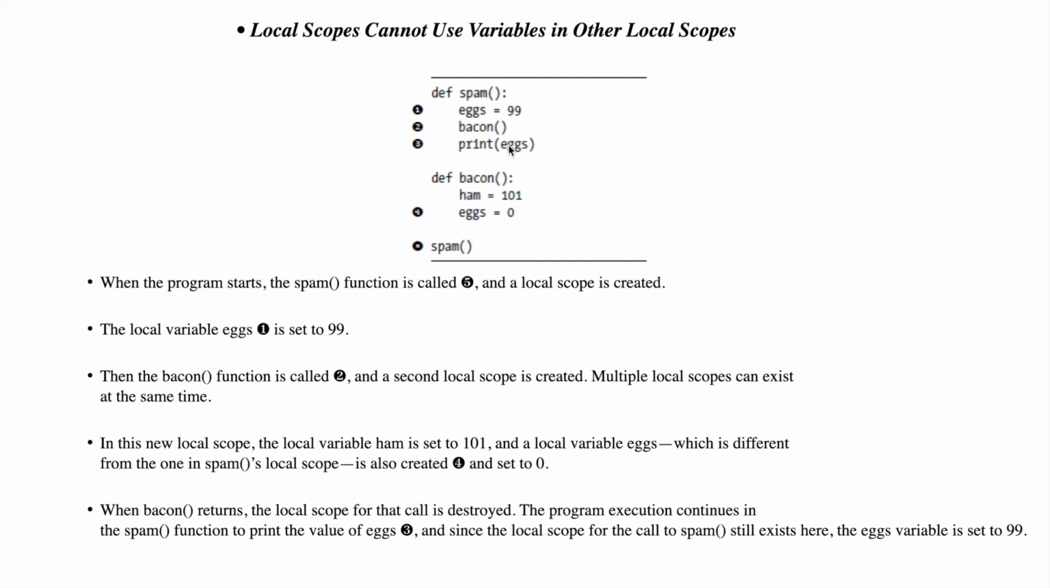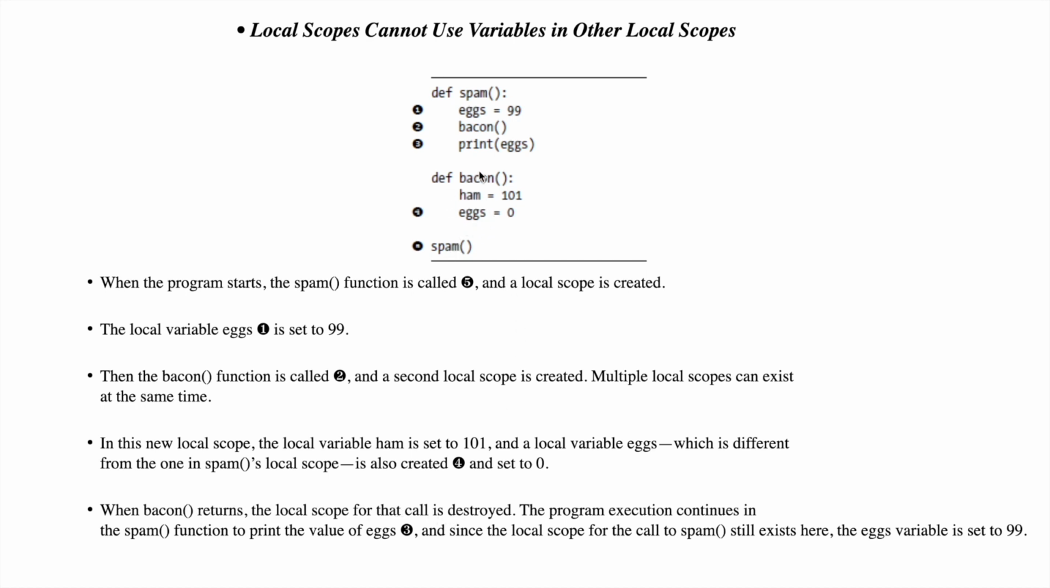Whenever you call the bacon function, the second local scope is created. So multiple local scopes can exist at the same time. In this new local scope, the local variable ham is set to 101, and a local variable x is also set to 0. When bacon returns, the local scope for that call is destroyed.